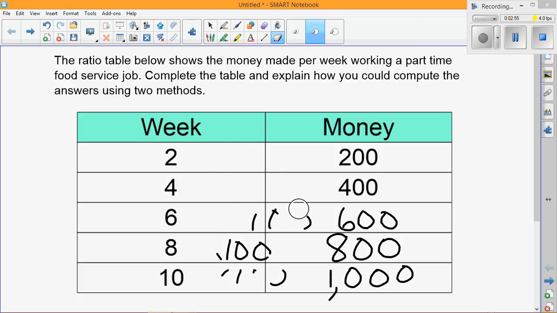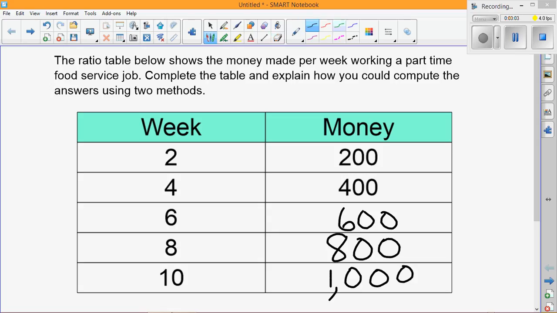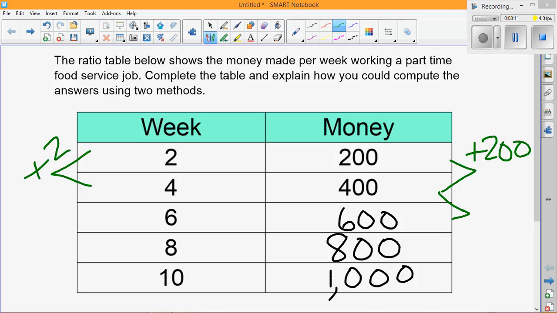So it's important to remember that we can use both ways. We can use the additive, where we add for each additional row all the way down. And we can also use a multiplicative, which is, in this case, times 100. So explaining that as part of your homework tonight.